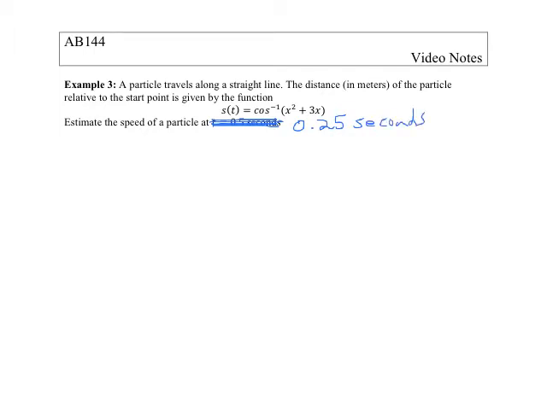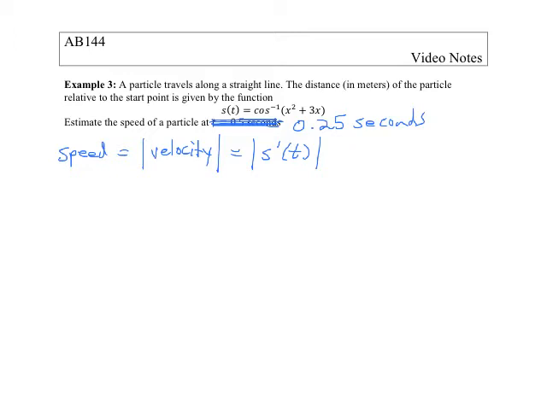Okay, so a particle is traveling on a straight line, and the distance in meters of the particle relative to the start point is given by this function. And we need to estimate the speed of a particle, and we might remember that speed is equal to the absolute value of velocity, and velocity is the derivative of position. So we're going to need to find the derivative of this position.